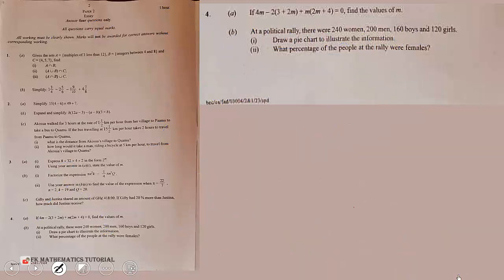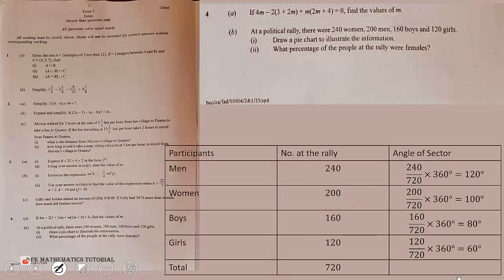The B part of question number 4, it says, at a political rally, there were 240 women, 200 men, 160 boys, and 120 girls. Draw a pie chart to illustrate the information. What percentage of people at the rally were females? So let's see. We can quickly use this to organize our data.